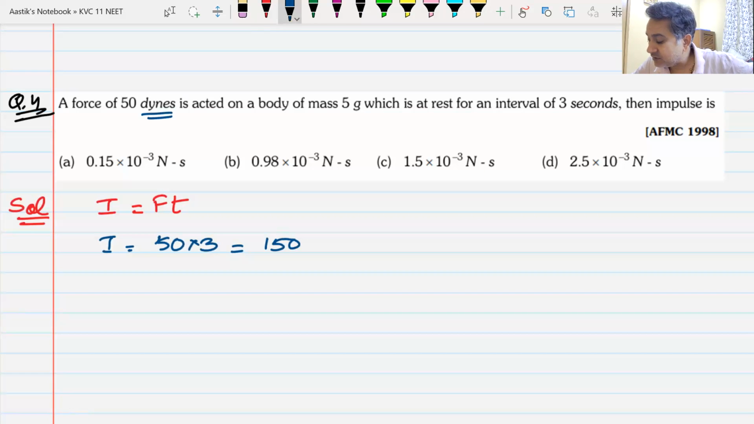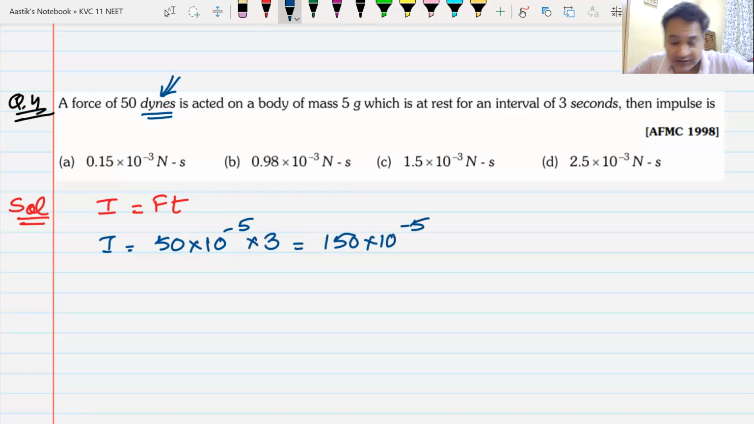This is not in MKS unit. This is given in CGS unit, dyne. So you have to convert dyne into newton. And how do you convert dyne into newton? You multiply it by 10 raised to the power minus 5. That is what you have to remember. Then multiply it by 3. So it will be 150 into 10 raised to the power minus 5. Now you can get your answer.